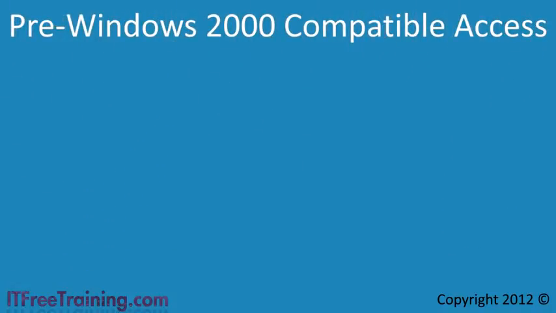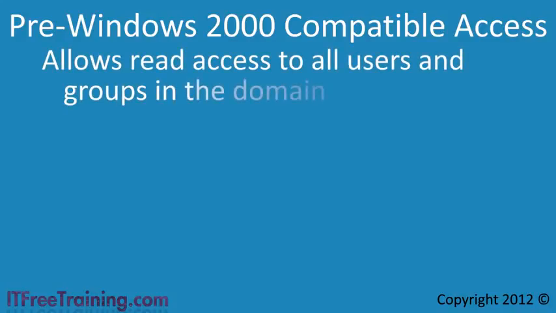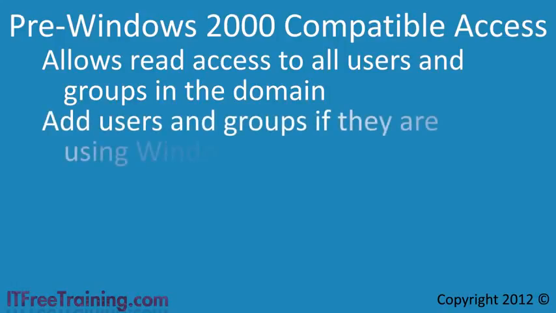The last group is pre-Windows 2000 compatibility access. This group allows read access to all users and groups in the domain. This group should only be used if you have Windows NT computers in your domain.